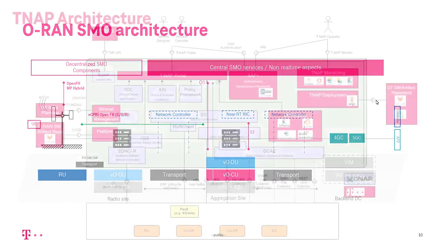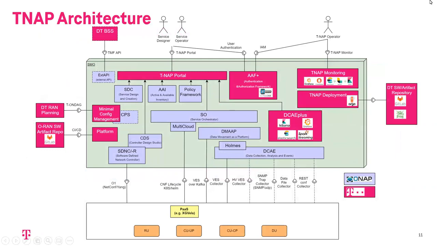The next slide is showing basically the architecture of the TNAP platform. The target for the TNAP platform is to be a platform which can be used not only for this use case, but also for other future use cases. So the first use case, as we see it here, is of course the ORAN case, so we have to do some adaptations accordingly. The SMO here, with the blue squares, you see these are the components we take from the ONAP community, from the ONAP platform.